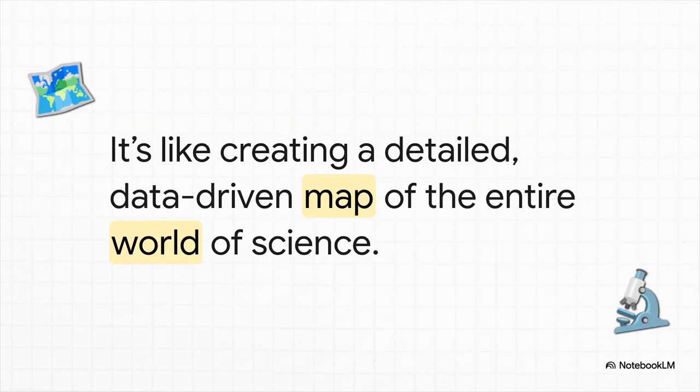I think the best way to picture it is like this. Imagine you're creating a giant, detailed map of the entire scientific world. But instead of showing cities and roads, this map shows you research papers, authors, and ideas, and, this is the crucial part, how they're all connected to each other.